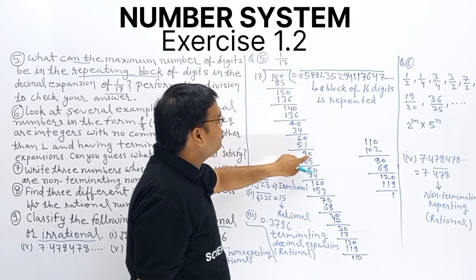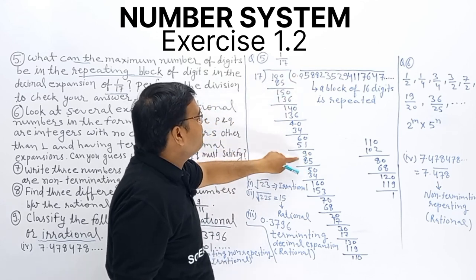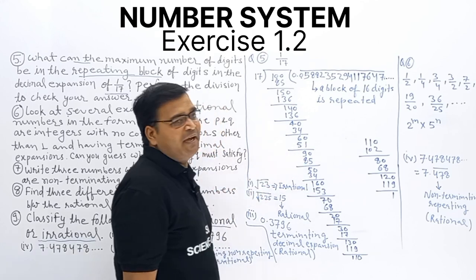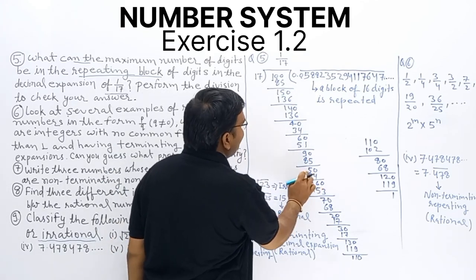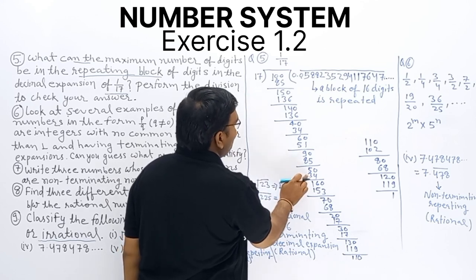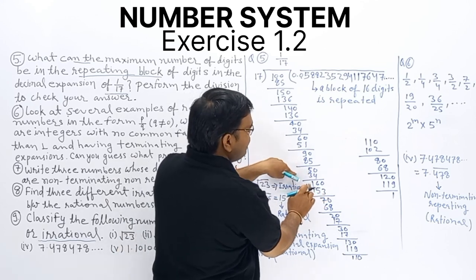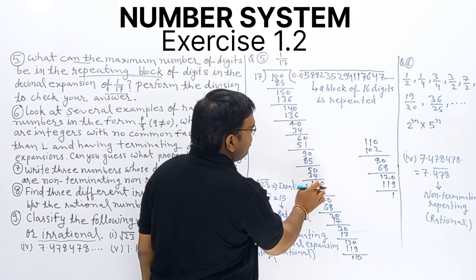The point is there, so we can use 10. 90. How many times is it going? 5 times. 85. What is the remainder? 5. Again we can use 10. 50. How many times is it going? 2 times. 34. Remainder is 16. We can use 10.